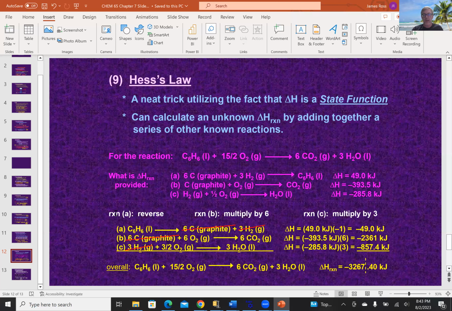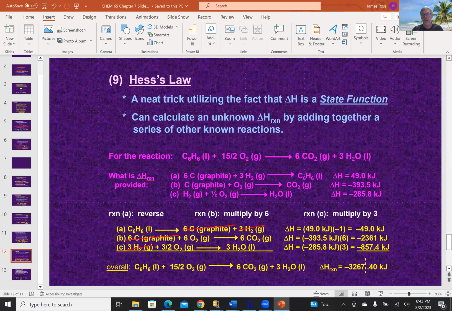We're going to take reaction A and reverse it. We're going to take reaction B and multiply it by 6. We're going to take reaction C and multiply it by 3. Why would we do that? Well, let's look at reaction A. We're going to reverse A because in the original A in pink, I've got C6H6 as a product, but I want C6H6 as a reactant. To make a product a reactant, you reverse it.